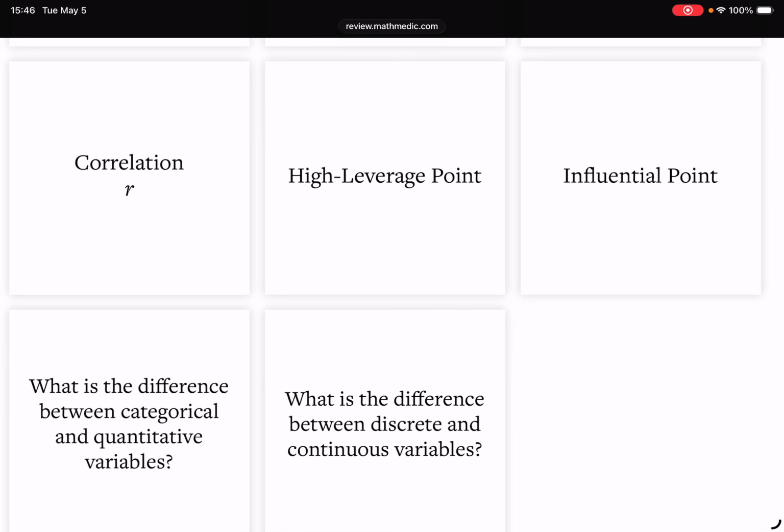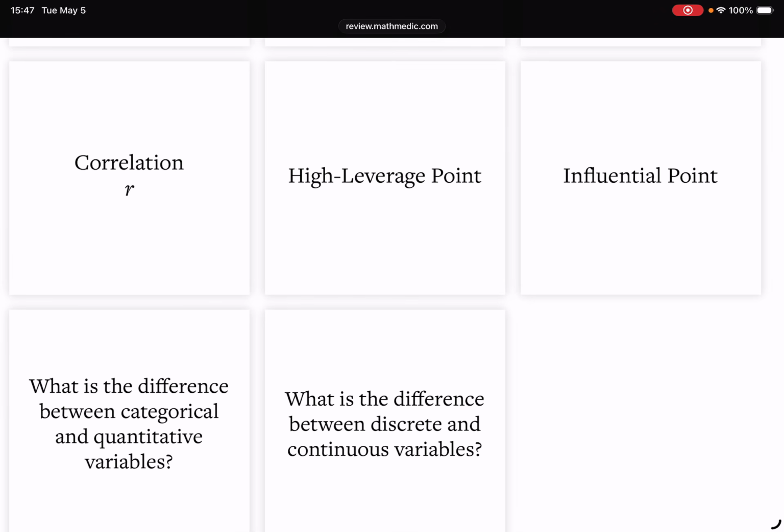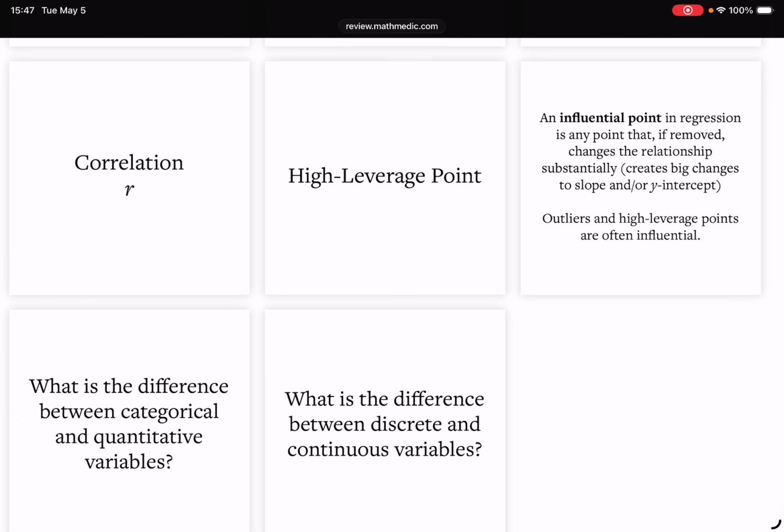Next one is high leverage point. A high leverage point in regression has a substantially larger or smaller x value than other observations. So again, this is going to be something that is going to look like an outlier. It's going to either be very high or very small on that x-axis, still away from that linear regression. An influential point in a regression is any point that, if removed, changes the relationship. Okay, outliers and high leverage points are often influential.